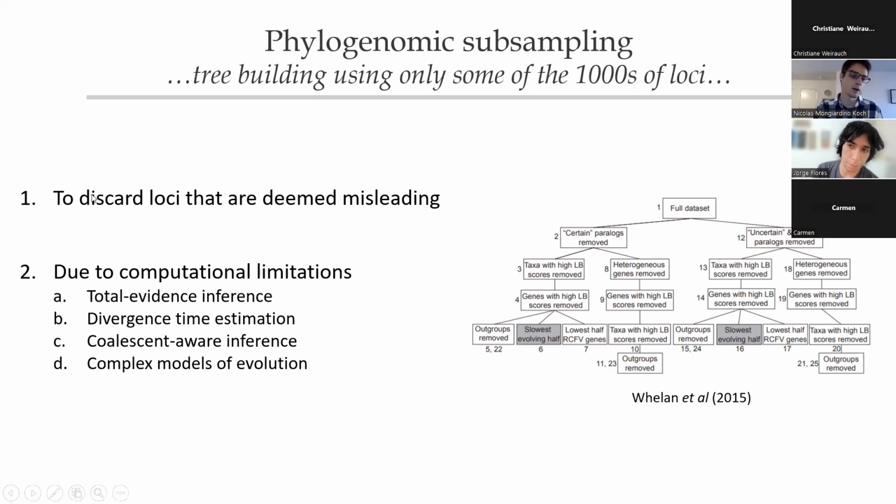We've covered reason number one, that's to discard loci that are deemed misleading. Some people have argued that the analyses that come out of entire phylogenomic data sets are probably not accurate for various reasons, and so discarding part of the data might give us a better result. Alternatively, there's another reason, and that's just computational limitations. A number of types of phylogenetic inference that can be done today are still very far away from being computationally tractable with thousands of genes.